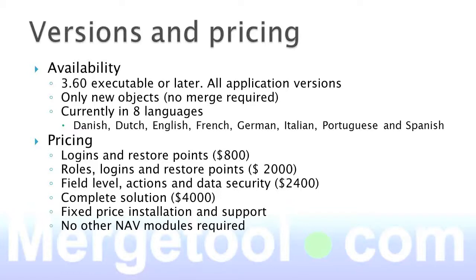There are 3 different setups that could be useful. You can use only the login and restore portion, and that's $800. If you also want to be able to record the roles and the login and restore points, it's $2,000. Field level security can be purchased by itself, and it's $2,400. If you decide to get the complete solution, both for roles, logins, restore points, and the field level security, you have to pay $4,000 for that one.